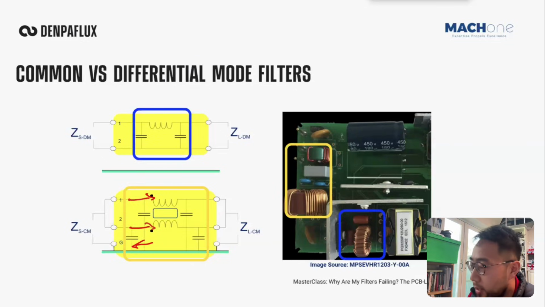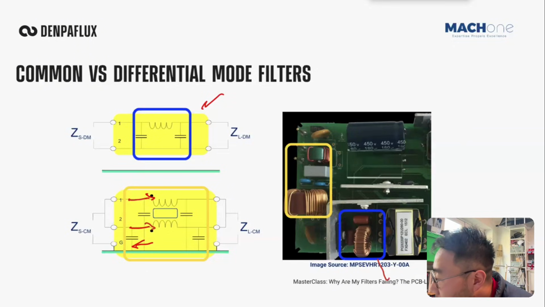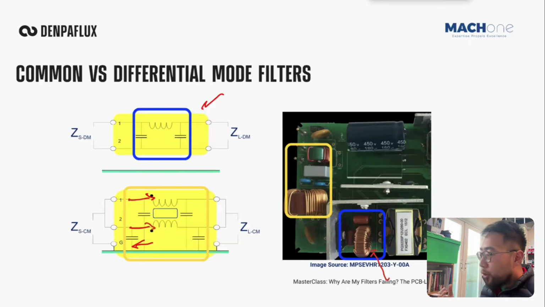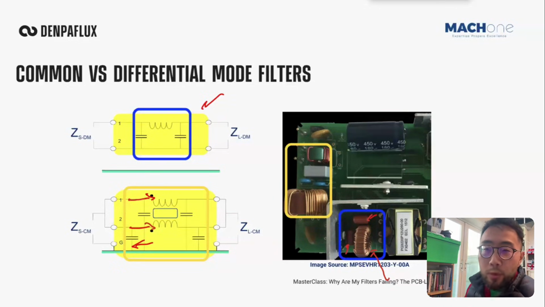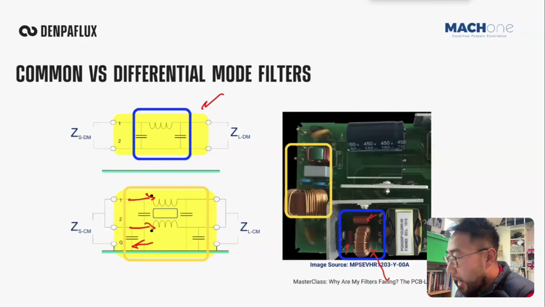But as you can see from this diagram, making a filter work for differential mode is actually pretty easy, right? So here you can see it's a pi filter as we explained, on an evaluation board. This is an MPS evaluation board for a power supply product. And you can see here they have two capacitors and one inductor. So that is the differential mode filter for the noise.